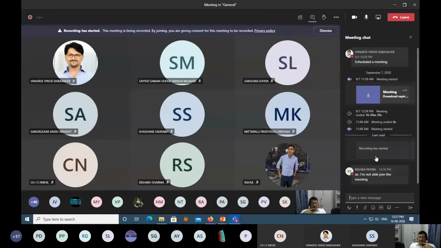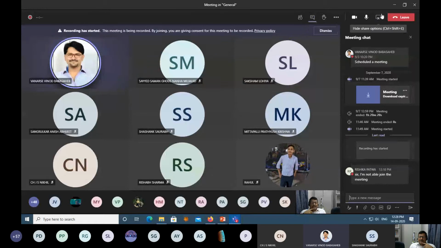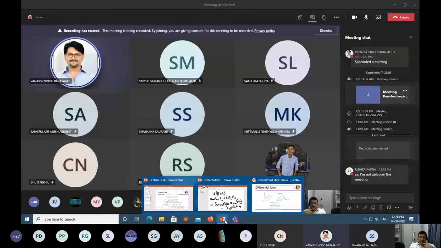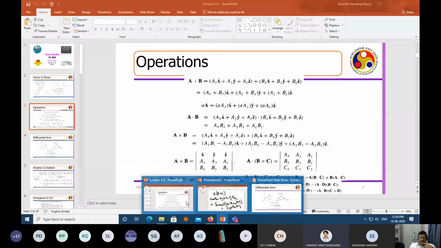Vinod, can you help Rishika Patwa? She is unable to join. Just help her. Okay, she has written an email. Just help her in joining. Yes, sir. Okay, fine. Okay, so let us go back to our lecture.